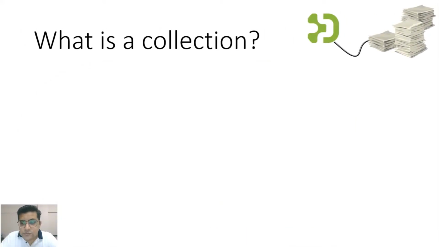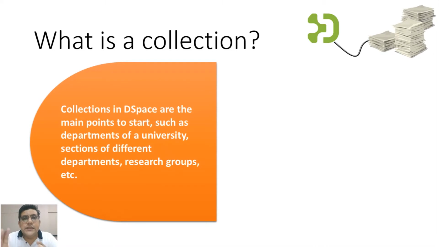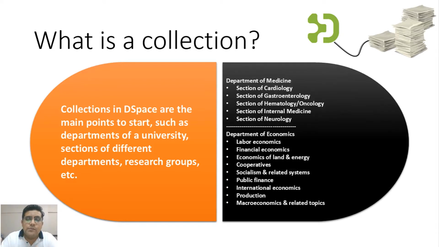collection. So let us know what is collection. Collections in DSpace are the main point to start, such as departments of a university, sections of different departments, research groups, from where you can start submissions. For example, you have one sub-community as the Department of Medicine. In that sub-community, we have collection groups like cardiology, section of gastro, section of hematology, oncology, internal medicine, section of neurology, and so on.